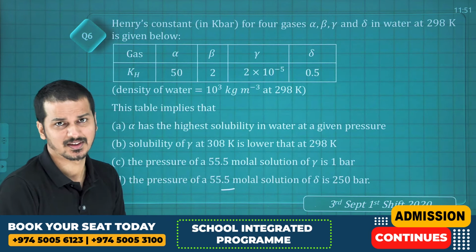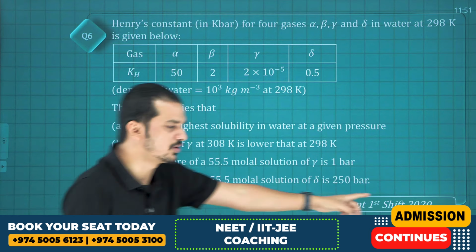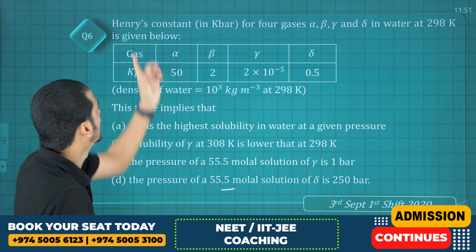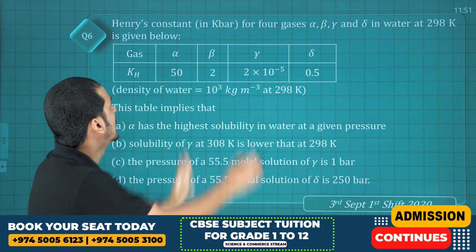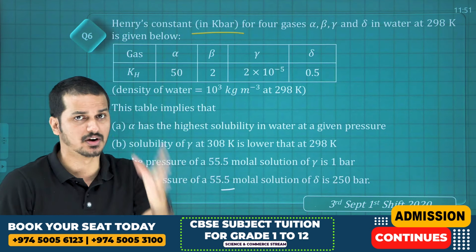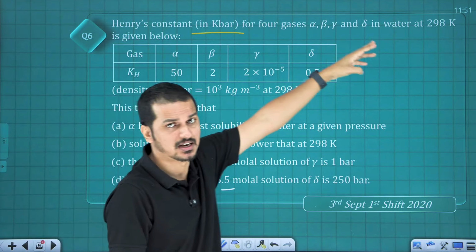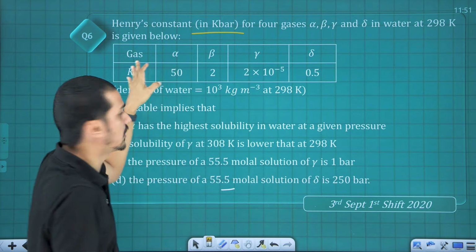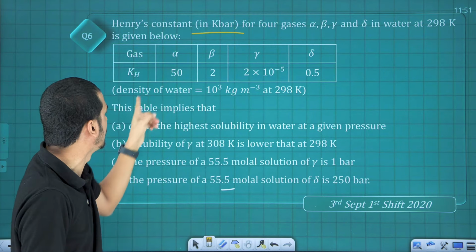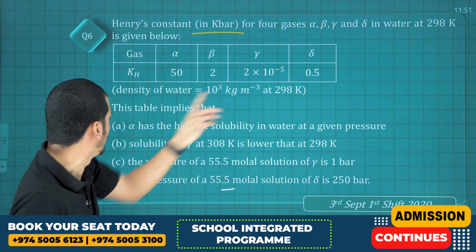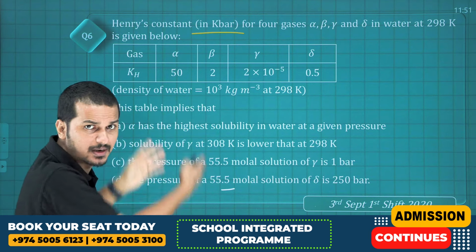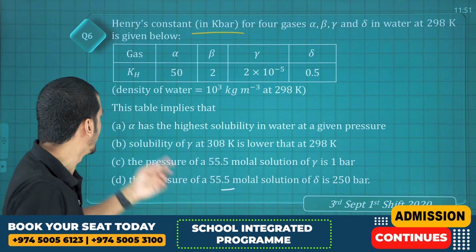Question number 6. This is from 2020. Here they have given Henry's law constants. Henry's constant is given in kilobar. Alpha, beta, gamma are given at 298 Kelvin, with their KH values. Then they give some statements. Which one is correct? That's the question.